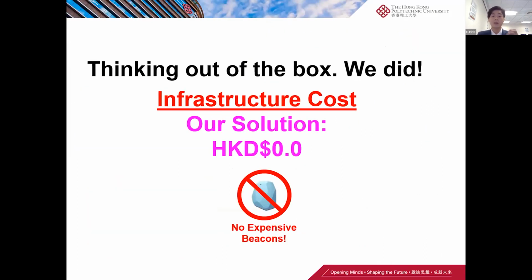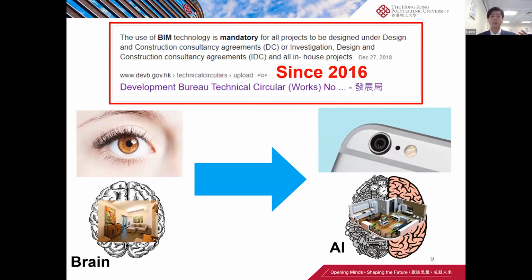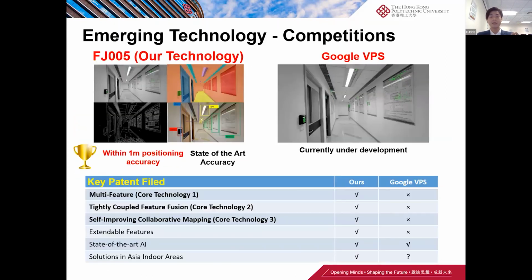Panelists, we present a solution that does not require beacons and infrastructure. When you look at your home, you know you're at home because you recognize the objects and the distribution of these objects. You recognize because you have a representation of your home in your brain. We mimic this process using a smartphone camera and BIM technology that's now mandatory in Hong Kong to act as a representation of your home. You open your smartphone camera, you point at a direction, and our AI algorithm will match your smartphone image with a virtual reality image to find your own position. We have successfully tested our algorithm to be within 1 meter level accuracy, which is state-of-the-art accuracy.